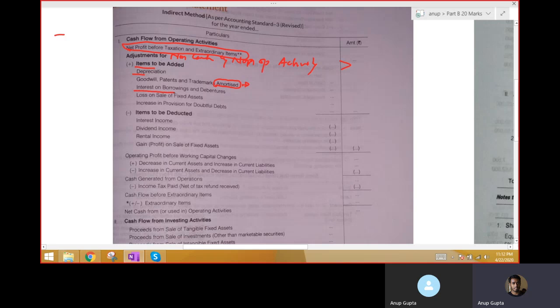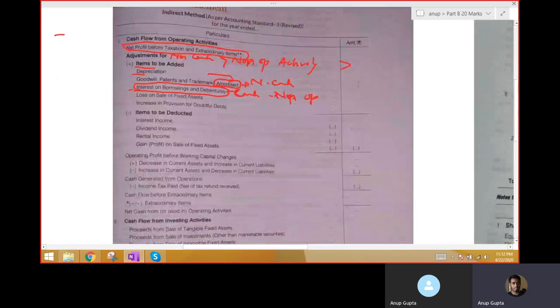Interest on borrowing or on debentures. See, interest on borrowing and debenture is obviously a cash item. The other two are non-cash, so they are added back. This is a cash item, you have paid interest, but it is non-operating. So we'll add it here, and then we'll subtract it in the financing activity. You say interest paid on debentures, this is subtracted there. So we add it here and subtract it in the later part, though it is a cash item.